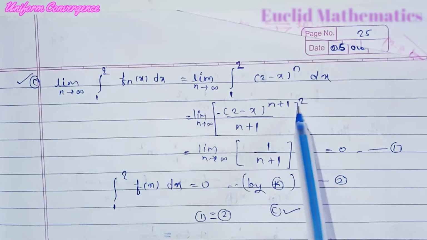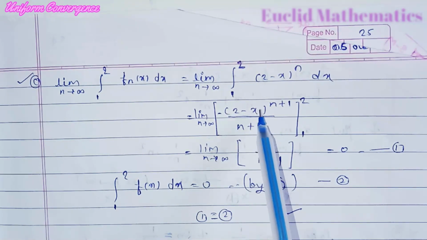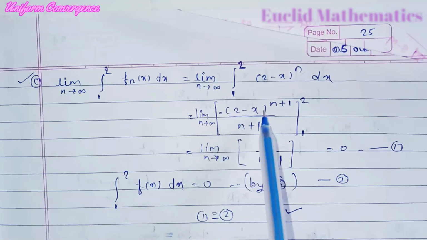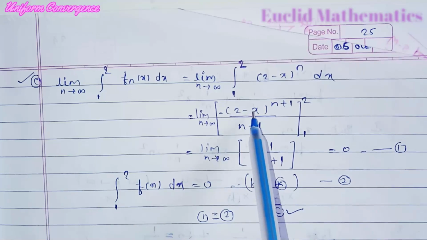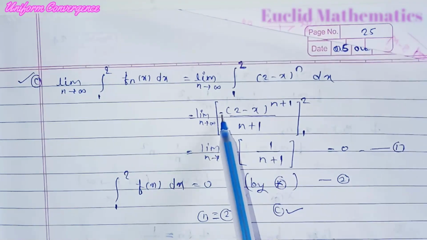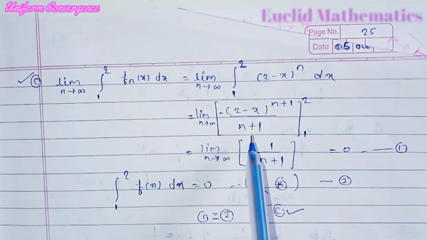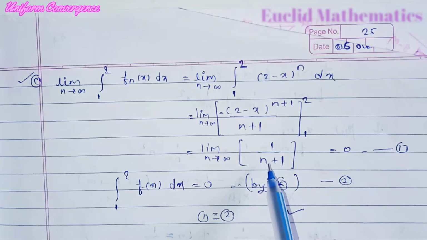Applying the integration, we get minus (2 minus x) raised to n plus 1 upon n plus 1, with the differentiation of 2 minus x also there, because this is a function of x form. So minus x has differentiation minus 1, so it goes to minus here, and we apply limit n tends to infinity. Once we apply it, we get the value 1 upon n plus 1. How is it 1 upon n plus 1?